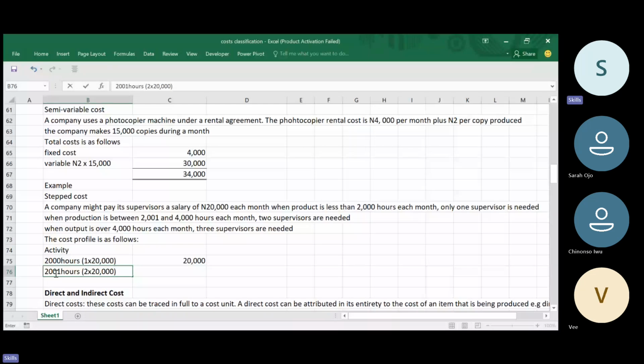So when production hours is 2,100 hours, 2 supervisors will be needed. And the cost for each supervisor is 20,000. So now the cost will increase. 2 times 20,000, you will have 40,000. This is an example of step cost. The cost will now be 40,000.